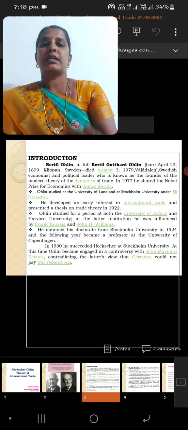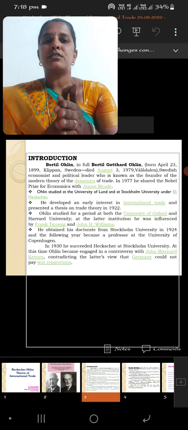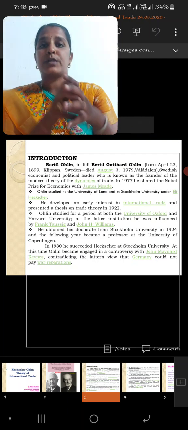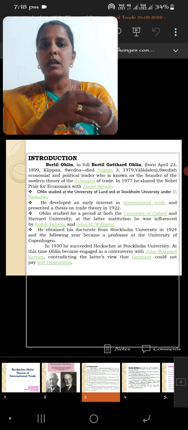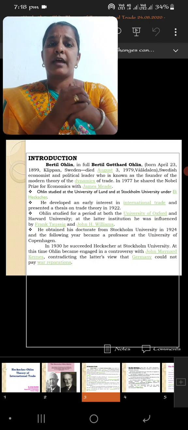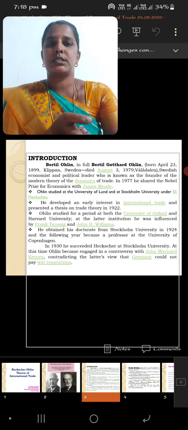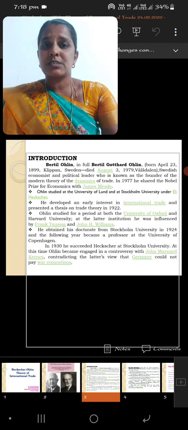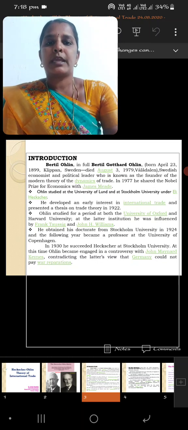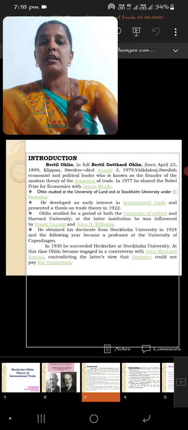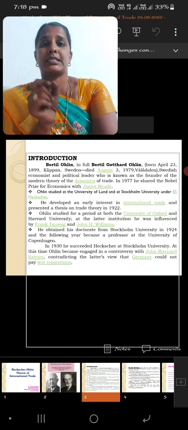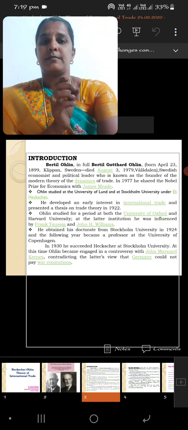He developed an early interest in international trade, and he presented this theory in the year 1922. He finished his doctorate at the Swedish university in the year 1924. In 1930, he and Heckscher became engaged in a controversy, because both economists together framed the theory as the Heckscher-Ohlin theory.